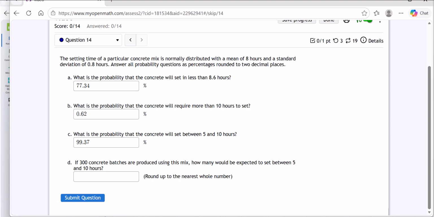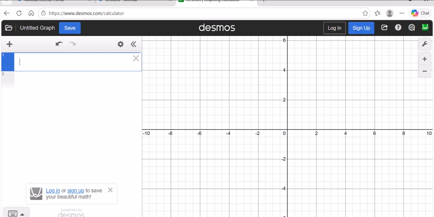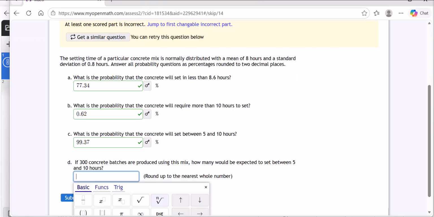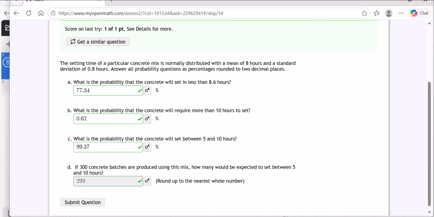Part D is related to our answer in C. C looked at 5 to 10 hours, and so does D. So we're taking this 99.37% and we're applying it to 300 concrete batches. So in the calculator, I'll put 0.9937 times 300, which says 298.11. The directions say round this up to the nearest whole number, so rounding this up takes it to 299. Remember, it doesn't say round, it says round up. So I'll enter my 299, check my answers, and see that I got all parts correct.